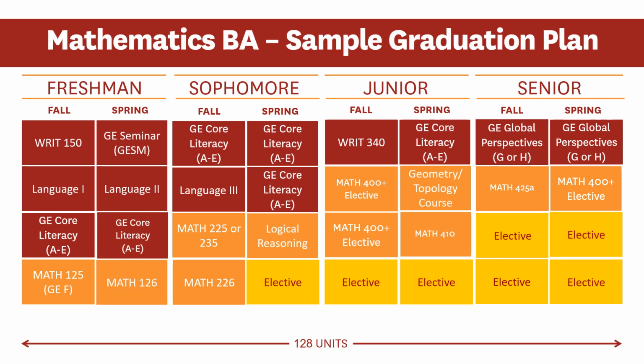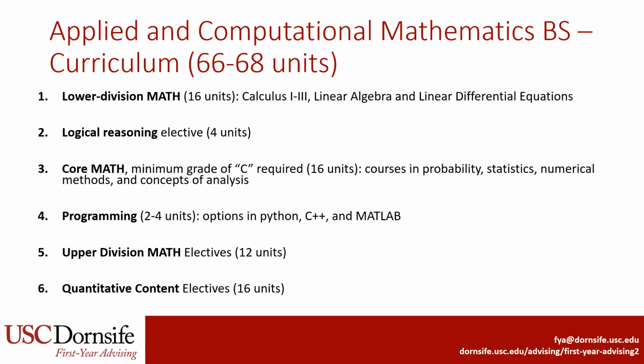The Math BA graduation plan is similar, with students completing the lower division math requirement in the first 2 years at USC and starting on upper division math in the junior year. This plan has much more elective space because the Math BA requires fewer units. Next, we'll discuss the applied math majors.